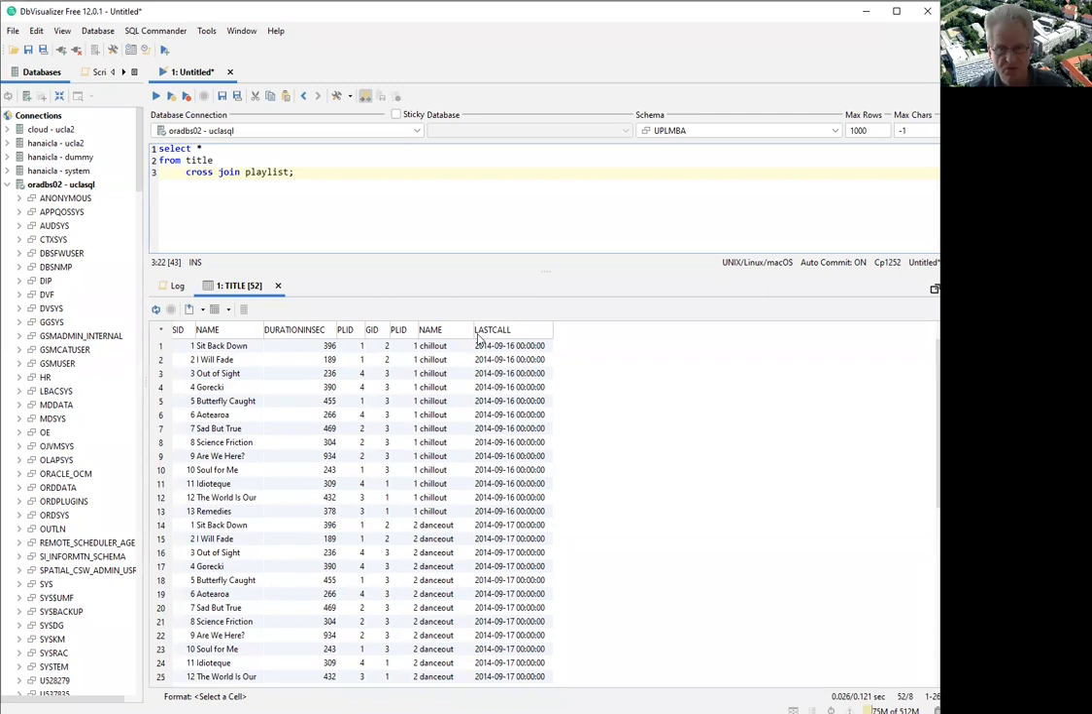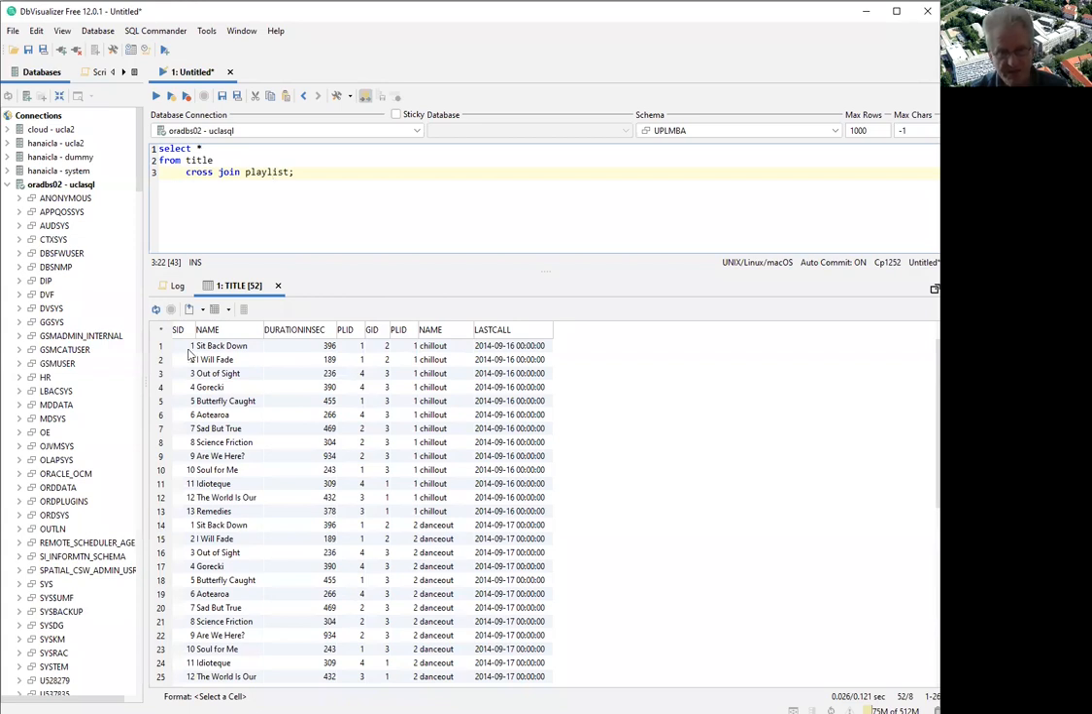PLID, name, last call. Yeah. So first of all, we get all columns of both tables. Those are the columns of the result of that expression here. And now let's take a look at the rows.